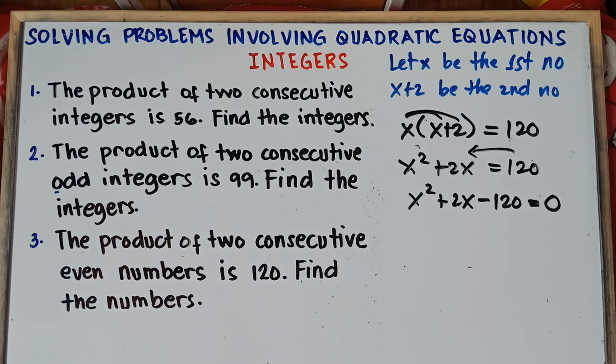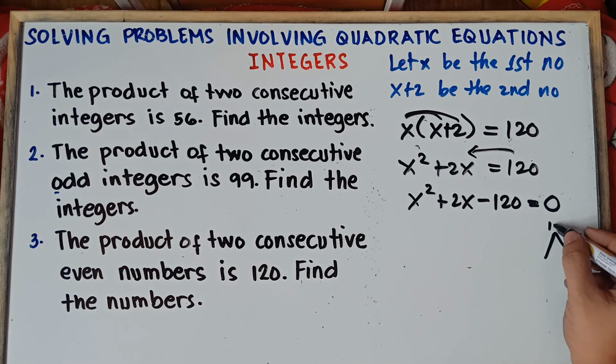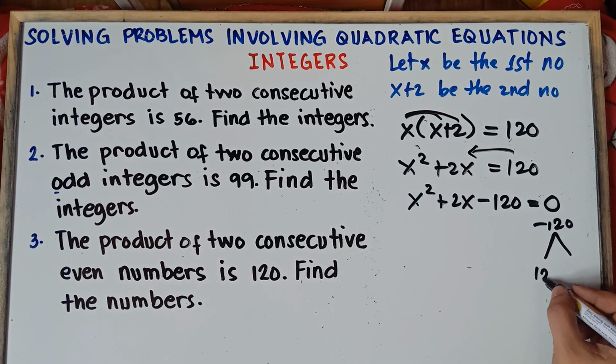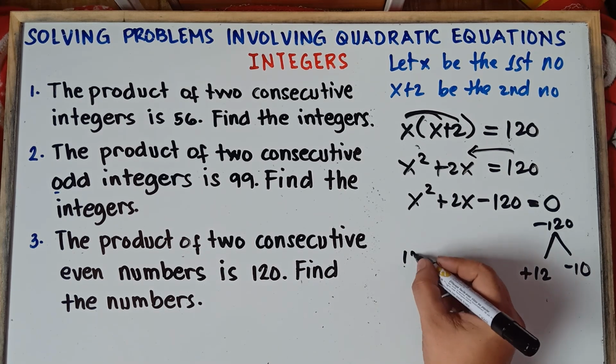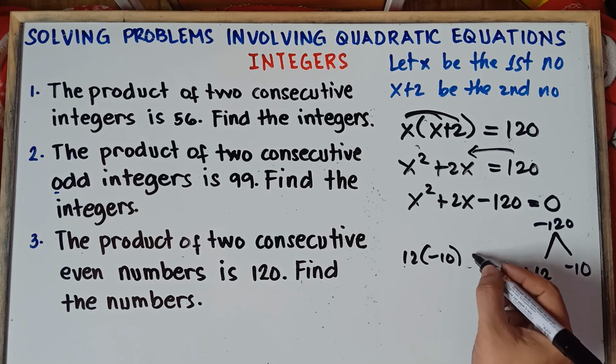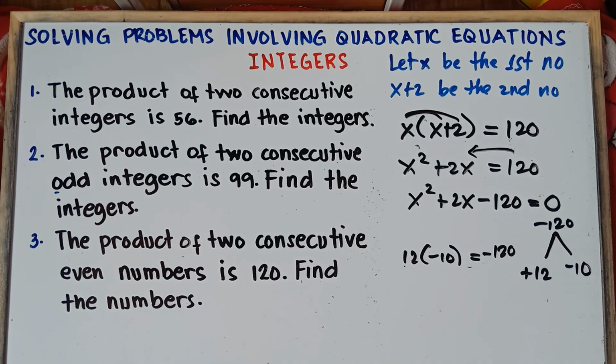Alright, and then you factor this out. You think of two numbers that when you multiply them, you will get negative 120, and when you combine them, you will get positive 2. Of course, for 120, there would be 12 and 10, right? Now, since this is negative 120, one number should be negative, and it will be negative 10. Question, why is that, sir? Because if we multiply 12 times negative 10, you will get negative 120.